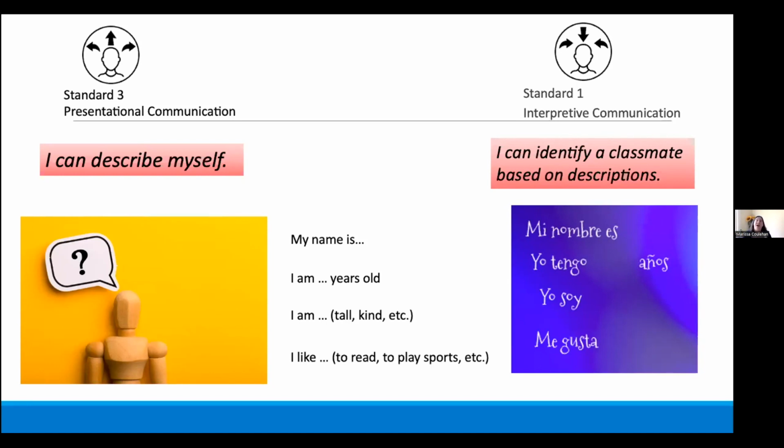What I really love about this is that I'm scaffolding for them as I'm reading their clues. I'm taking their first person language, so they wrote my name is, and I'm then reading it as this student's name is, and I'm making it third person. And so they're hearing that language modeled for them, because eventually for their summative performance task, they're going to have to describe a family member and use that third person language.